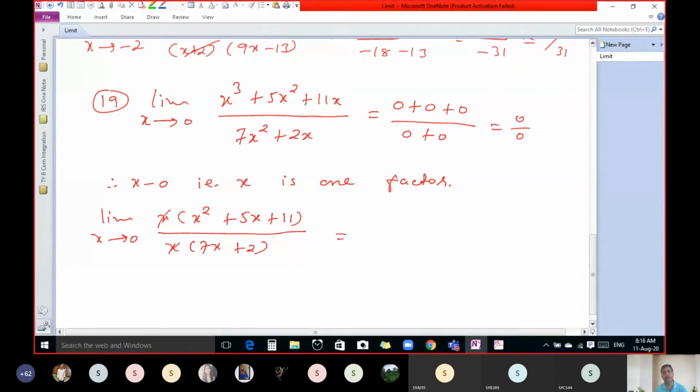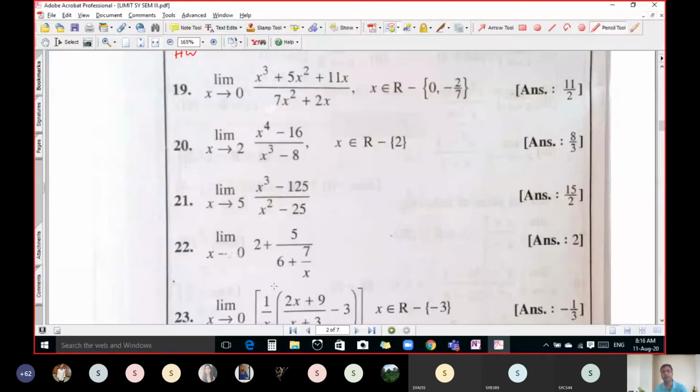And now put x equal to 0. So here we get 0 square is 0, 5 into 0 is 0 and 11 as it is. Here 7 into 0 is 0 plus 2. So the answer is 11 upon 2. It is a simple question, but I want to explain that this is also one factor, x minus 0, that means only x. So 11 by 2 is the answer for question number 19.